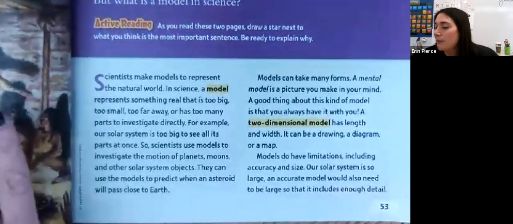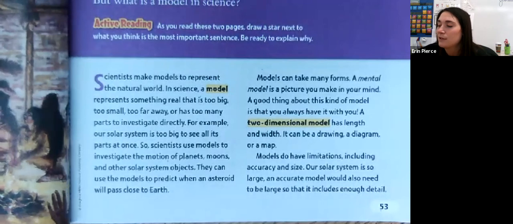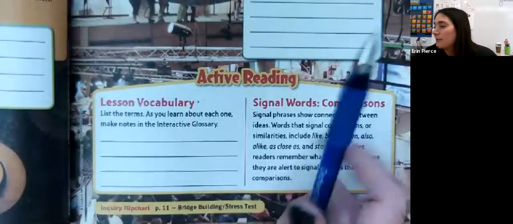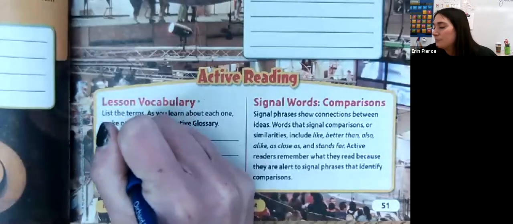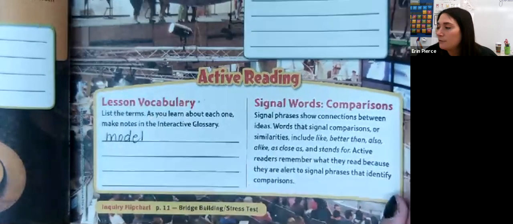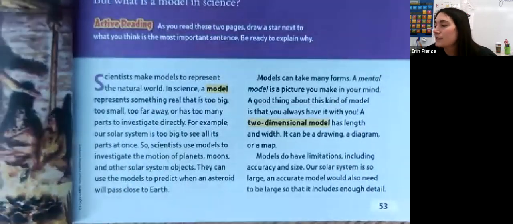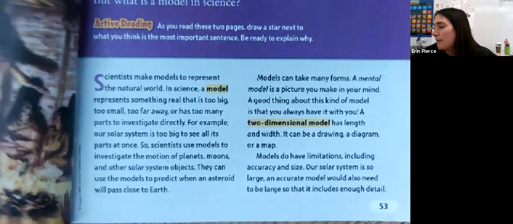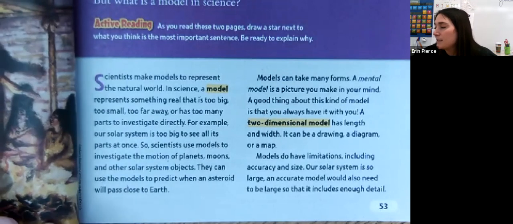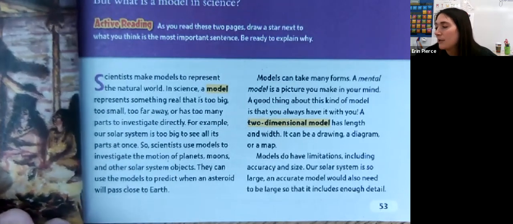So let's go ahead and go back one page and write down the word model under lesson vocabulary. Model. M-O-D-E-L. Models can take many forms. A mental model is a picture that you make in your mind. A good thing about this kind of model is that you always have it with you. A two-dimensional model has length and width. It can be a drawing, diagram, or map.